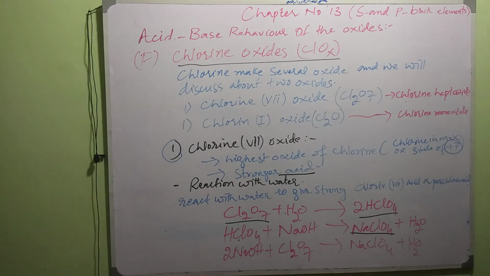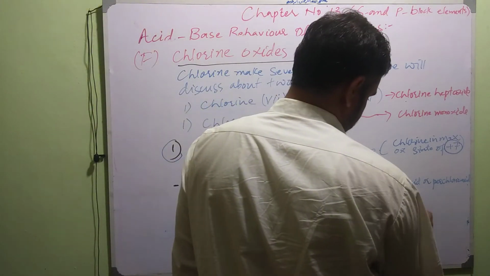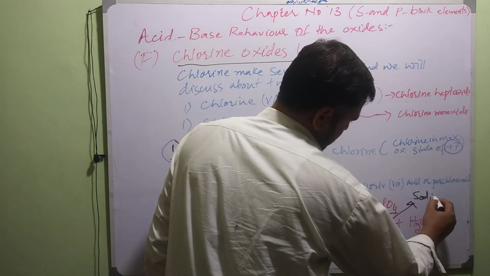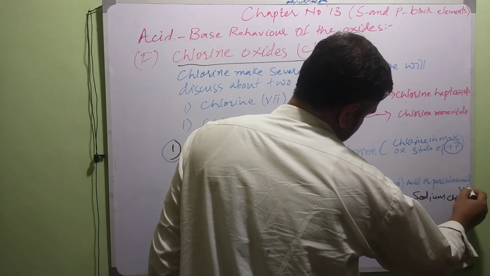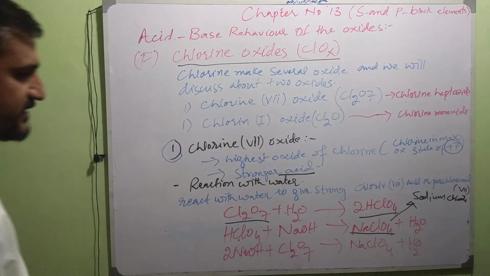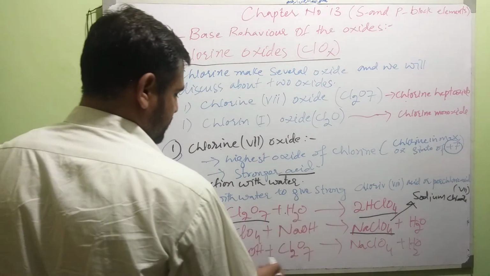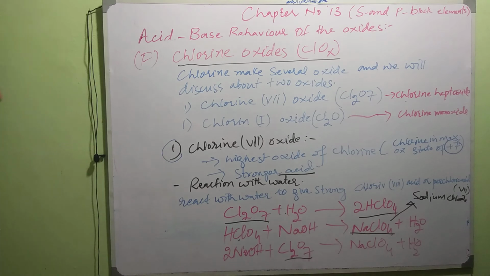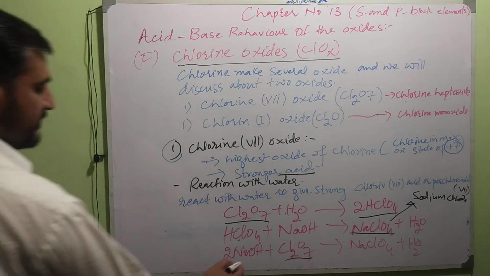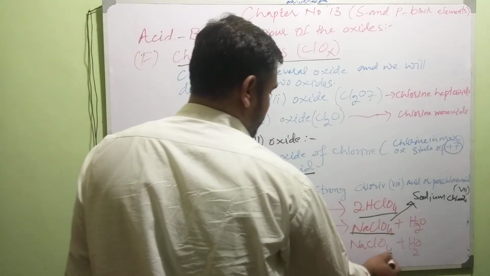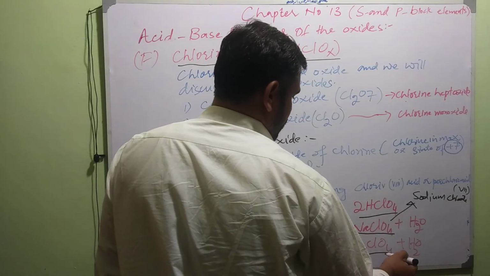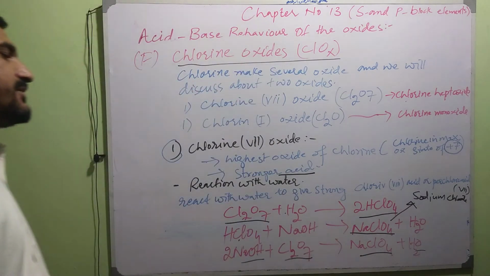sodium chloride 7. But this type of reaction is also shown by chlorine heptoxide with base, and it makes this same salt, sodium chloride 7, and water.